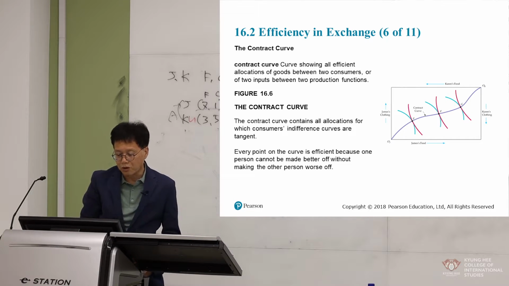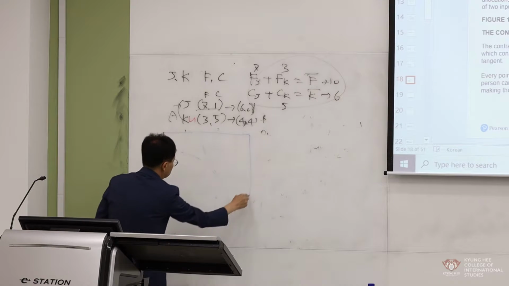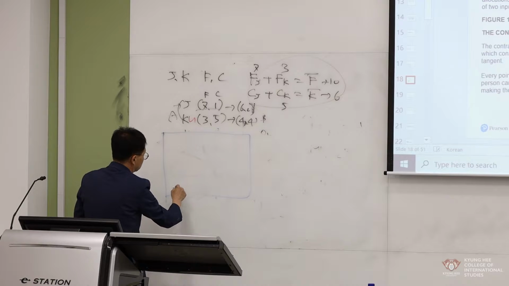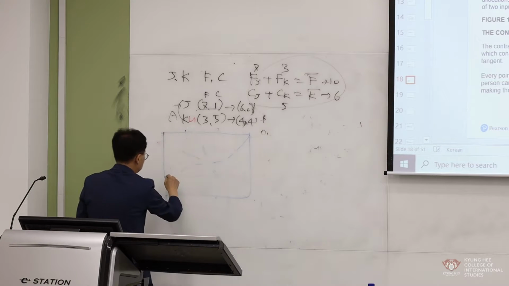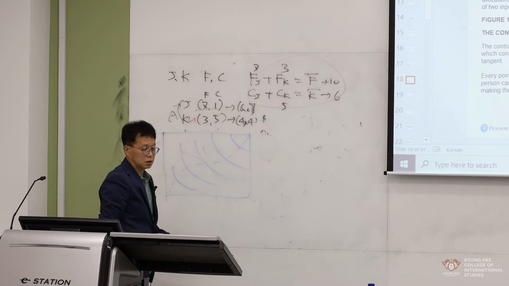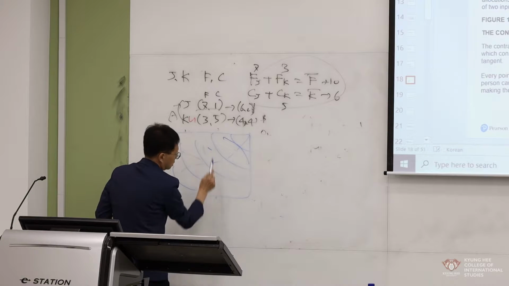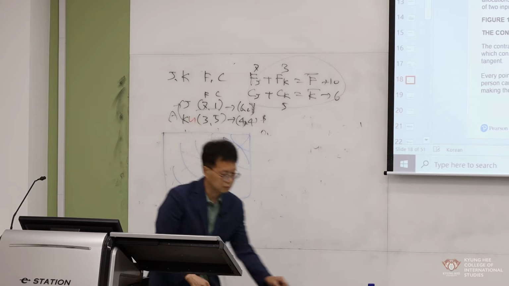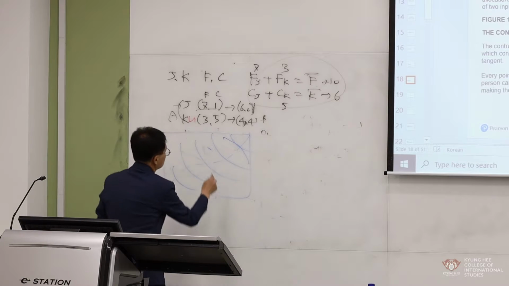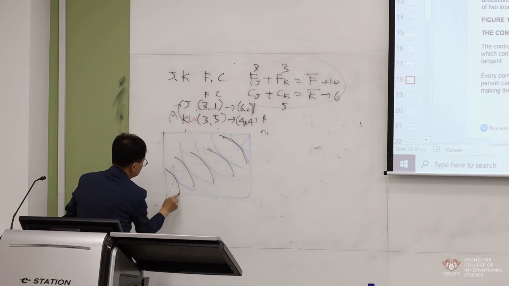The contract curve shows efficient allocations of goods between two consumers, or of two inputs between two production products. Originally, this is the contract curve. For example, think about James' and Current's indifference curves. The points of tangency are this one, and this one, and this one, and this one.